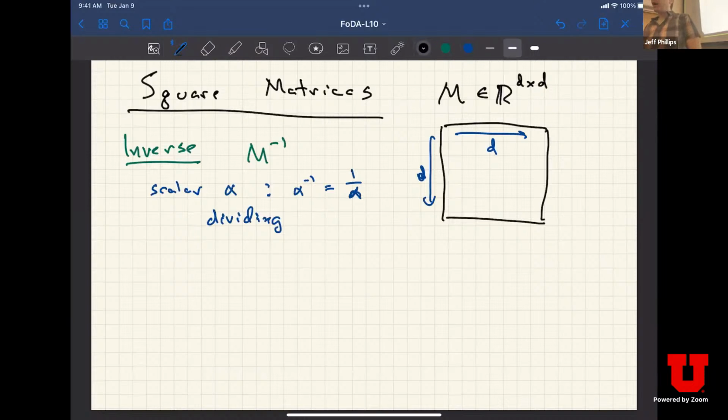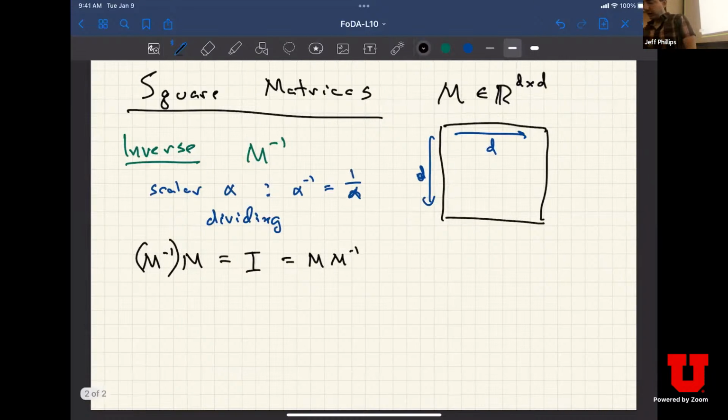Okay, and the reason why this works is that if I have a square matrix and I take its inverse, right? And I multiply by the same matrix again, right? So this is taking the inverse and then multiplying by it. This is going to be equal to the identity matrix, okay? And this is true on both sides. So I can also do M times M inverse. This is also the identity.